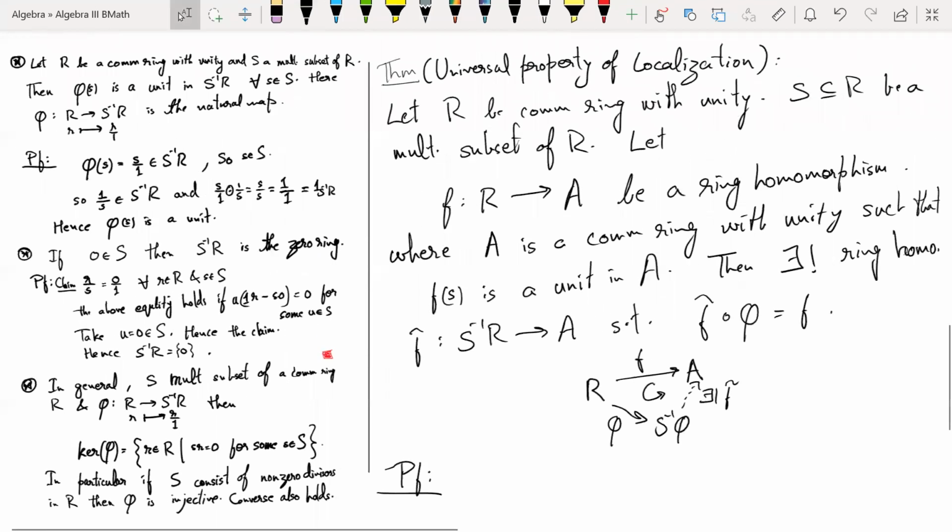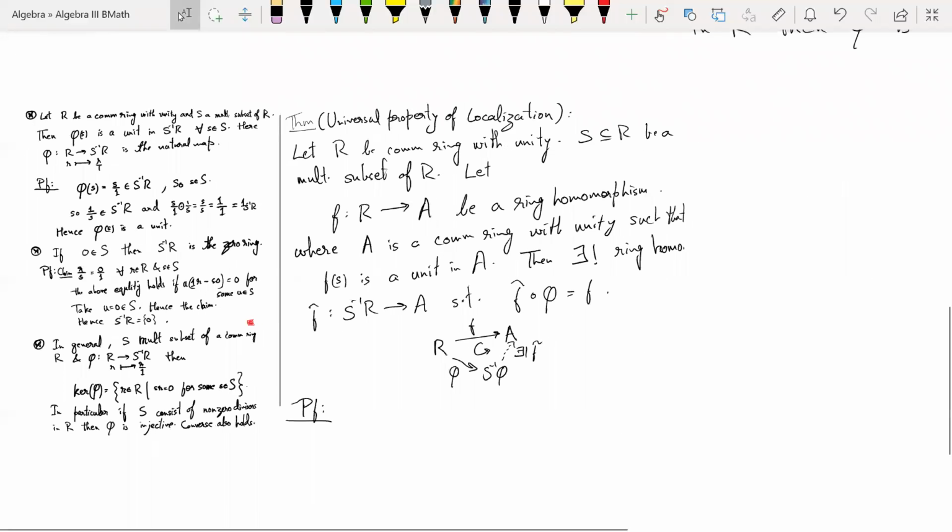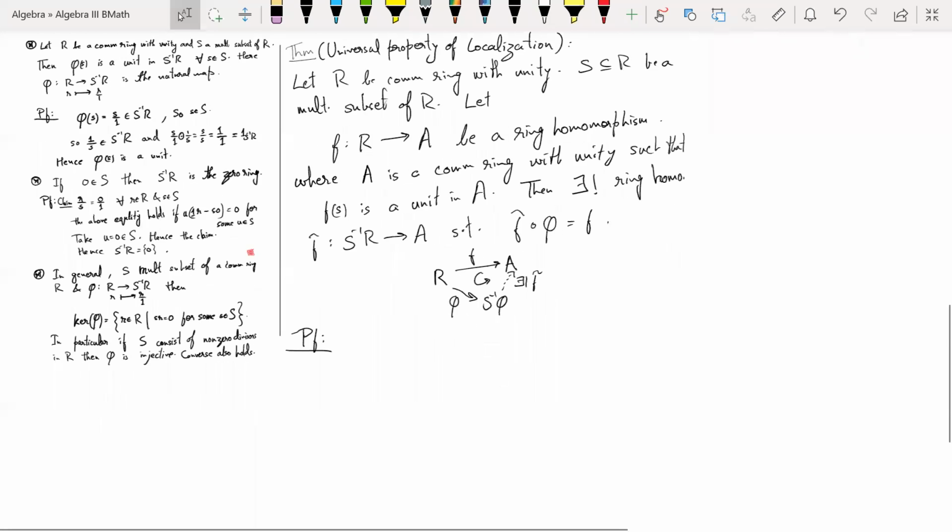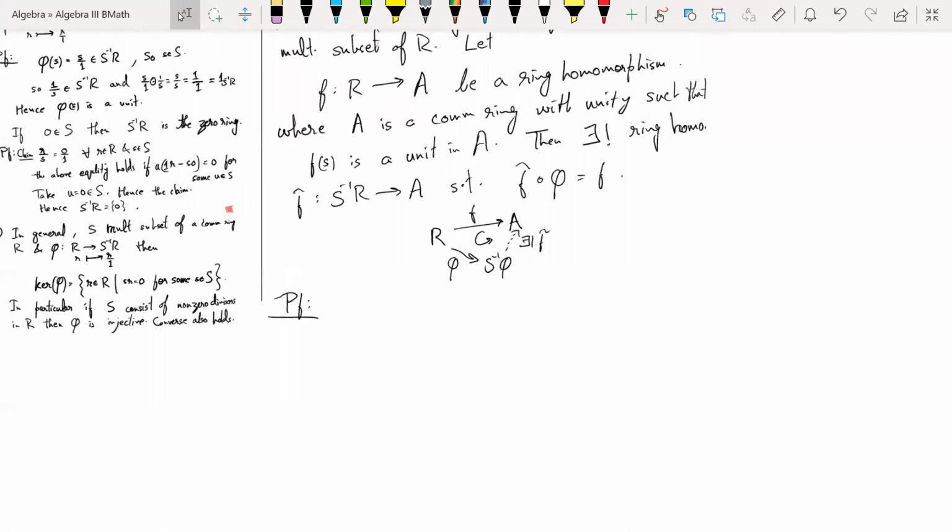So one can define S inverse R in a different way using this universal property. I'll talk about that as well if time permits today, otherwise on Thursday.